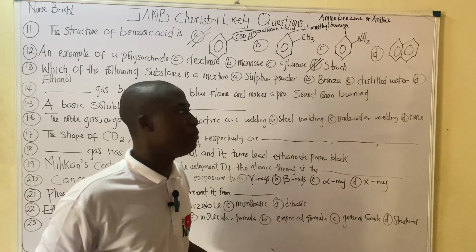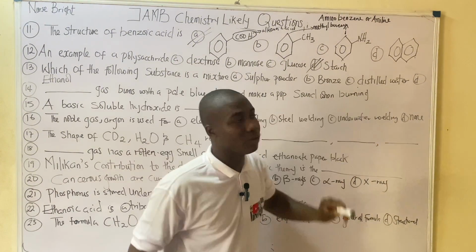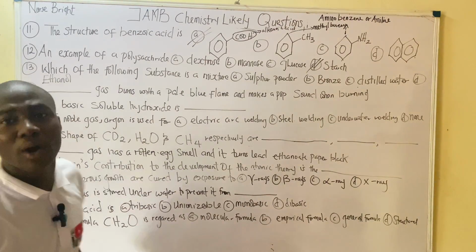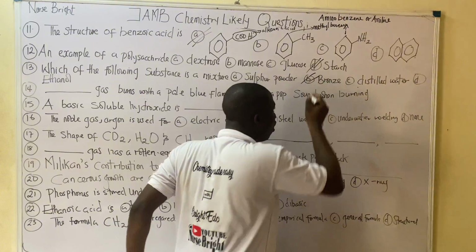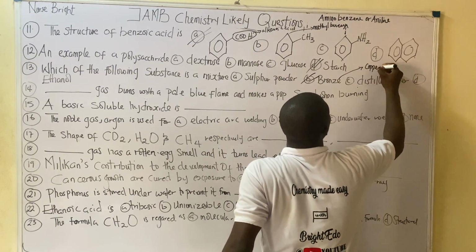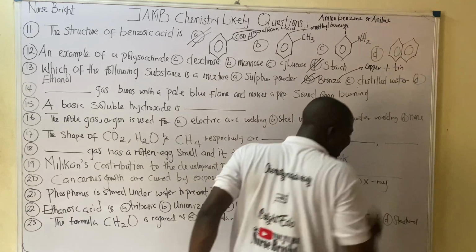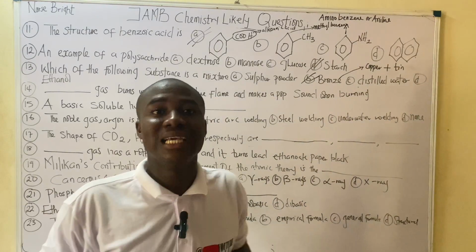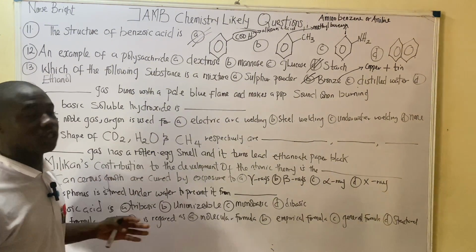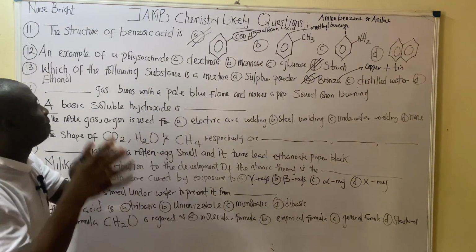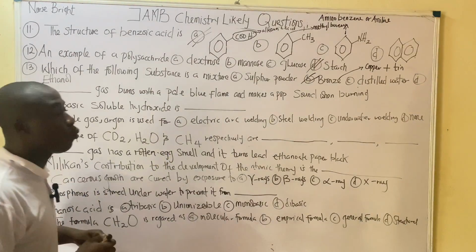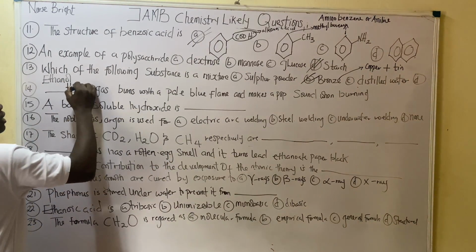An element is different from a mixture. Now let's leave option B and go to distilled water. Water is a compound. Do you understand? And option D, ethanol, is a compound. So this is the mixture. Bronze is the mixture. Bronze is a mixture of two important metals, which are copper and tin. Copper and what? Tin. This must be noted. Now, moving further, let's get into question number 14, which says, dash gas burns with a pale blue flame and makes a pop sound when burning. It is hydrogen gas, H2.